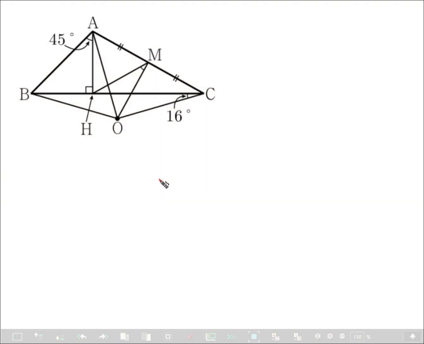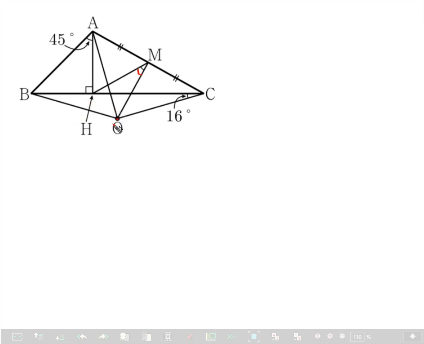Hello, this problem is to find angle OMH here. The given condition is that point O is the circumcenter of triangle ABC.